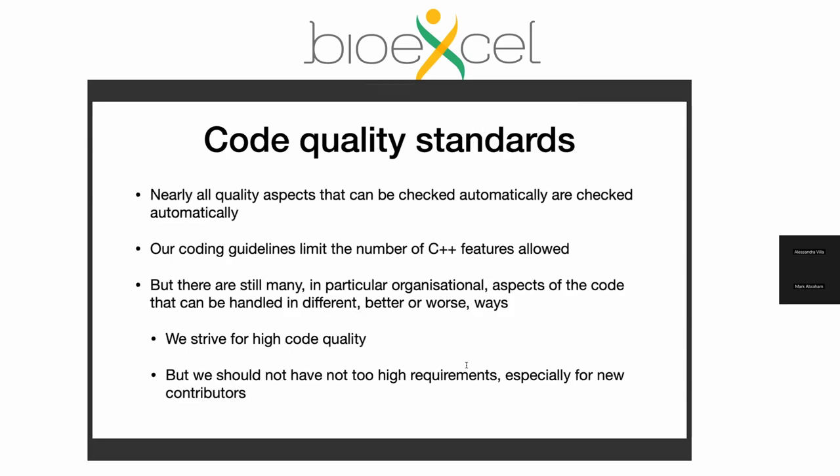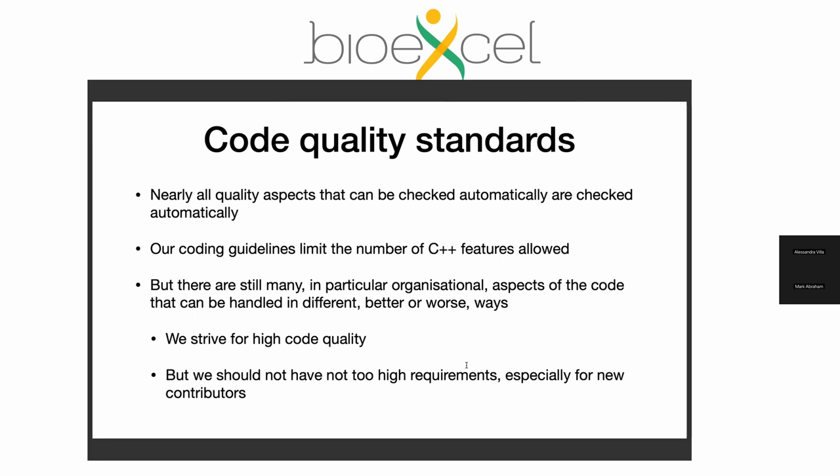This goes back to things I said before, so I don't need to spend much time here. As we automate most checking of this code, we have coding guidelines to limit the number of C++ features so we don't get too complex code or difficult constructs. It is already pretty difficult. You need quite some C++ knowledge to understand many parts of the code, but we don't want to use all features, in particular not to make things too complex and difficult to understand.